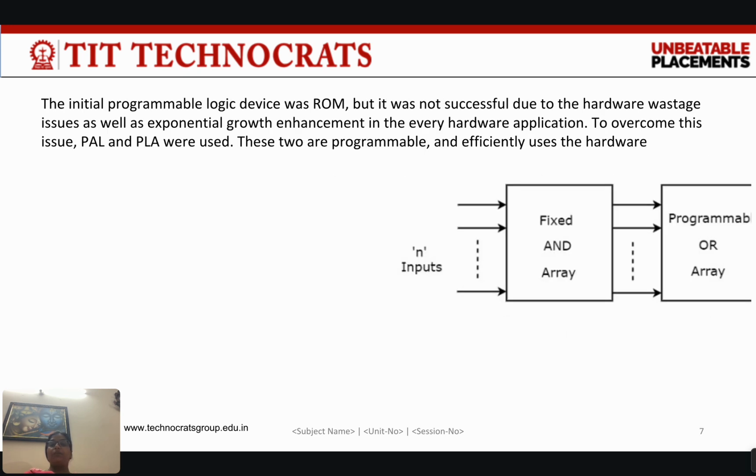The initial programmable logic device was ROM, but it was not successful due to hardware wastage issues as well as the exponential growth in every hardware application. To overcome this issue, PAL and PLA were used. These two are programmable and use the hardware efficiently. The diagram of PROM is shown in the figure, where we can see that it consists of a fixed AND array and a programmable OR array.